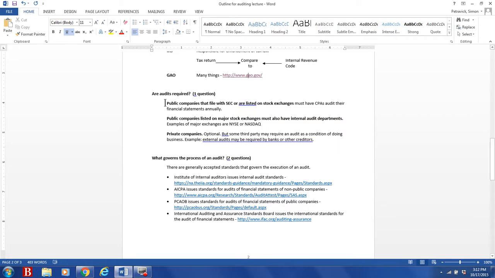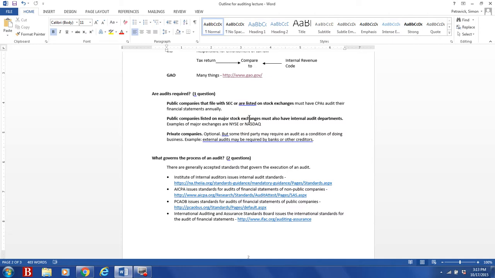If you are working for a public company and that public company files with the SEC or is listed on a stock exchange, then the financial statements of that company must be audited annually by a CPA. So by law, CPAs are the only persons allowed to do audits of financial statements. So I hope this gives you some idea as to why our accounting program is pretty crowded with requirements. We want to make sure that our students meet the requirements to sit for the CPA exam if that's what they're interested in.